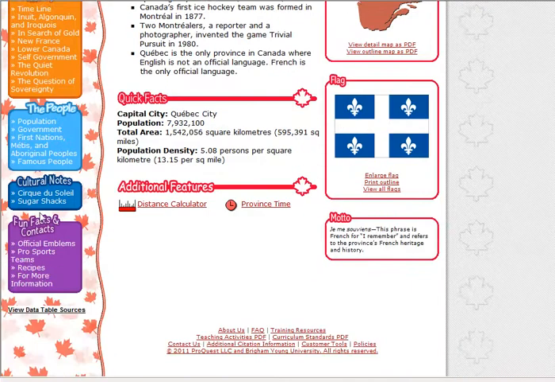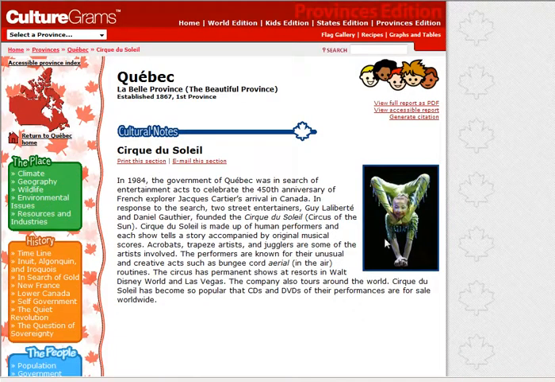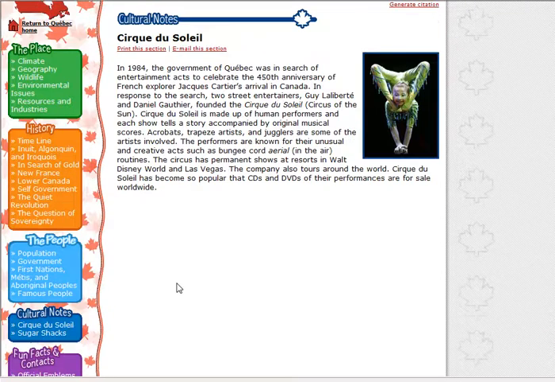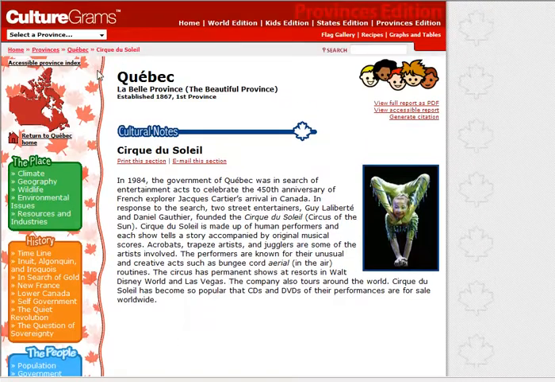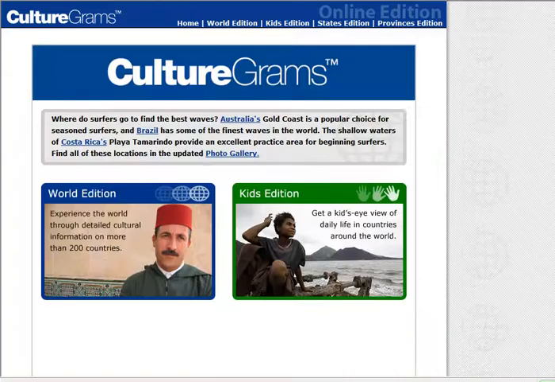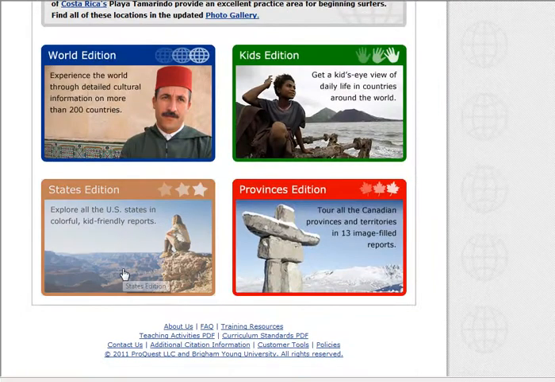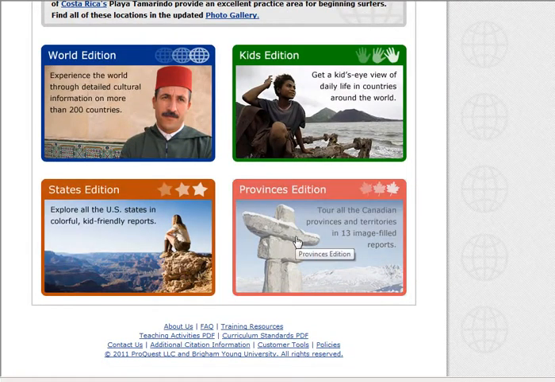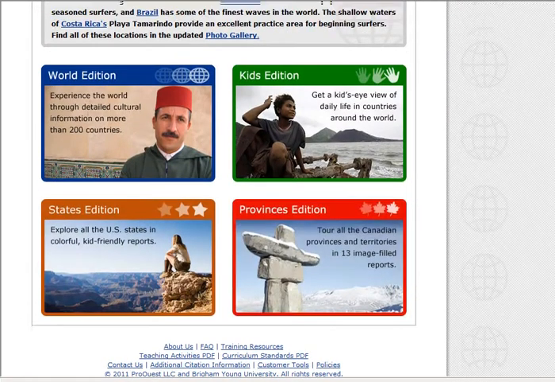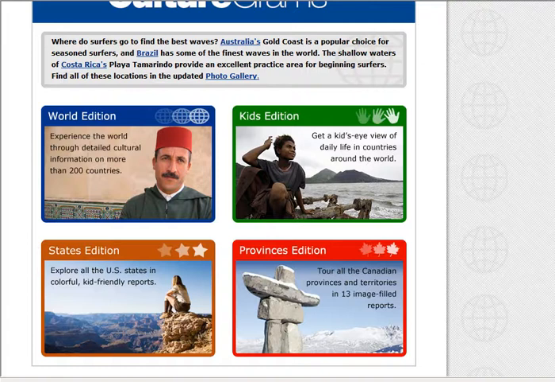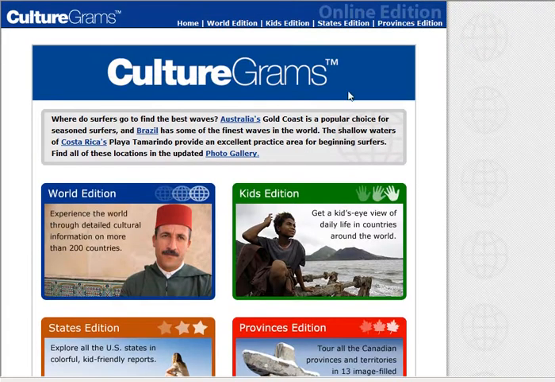And culture notes. Cirque du Soleil is very popular. It's a very interesting acrobatic circus, and they had their beginnings in Quebec. So if you would like to find out information about our 50 states or one of the 13 Canadian provinces, check out these 2 editions as part of CultureGrams.